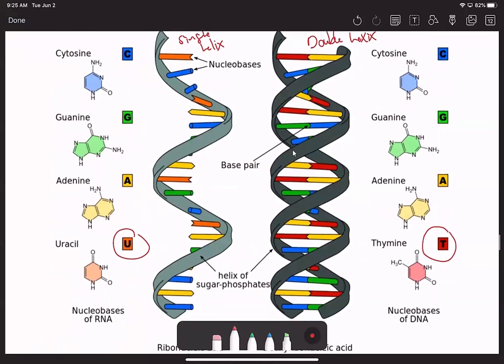It's not shown on here, but there is actually one more difference: DNA tends to be a really large, huge molecule. RNA is not. RNA is short and smaller. It's smaller because it's only a single helix, but it's definitely nowhere near the length of a DNA structure.